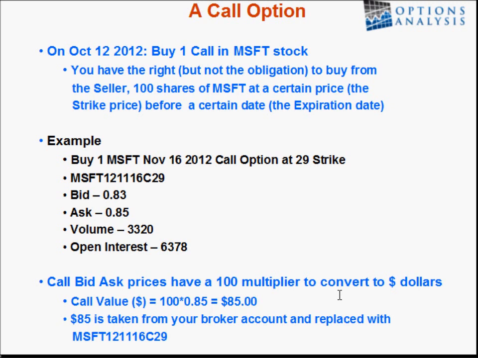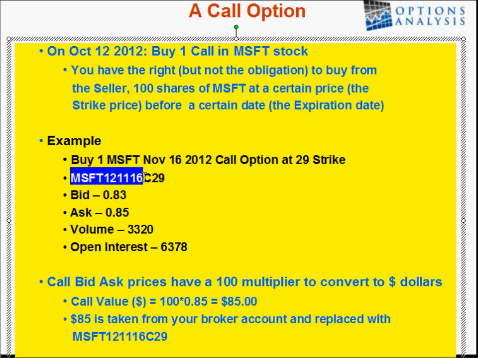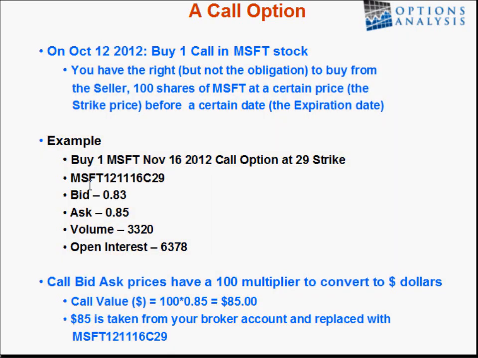So one way of describing this was, we would like to buy one Microsoft November 16, 2012 call option at 29 strike. The November 16, 2012 is the expiration date of this call option. 29 is the strike price. We have the right to buy from the seller 100 shares of Microsoft at 29 before November 16, 2012. It's sometimes coded this way at your broker. It shows the stock symbol, the expiration date, C or P for call or put, and the strike.